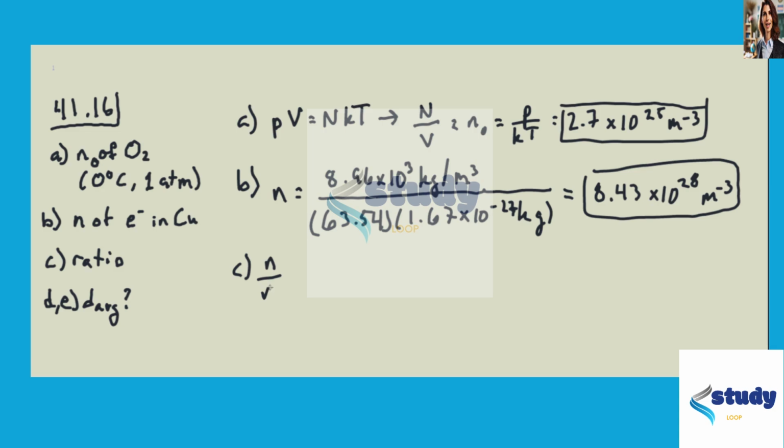So now the ratio N over N O is 3.1 times 10 to the third.